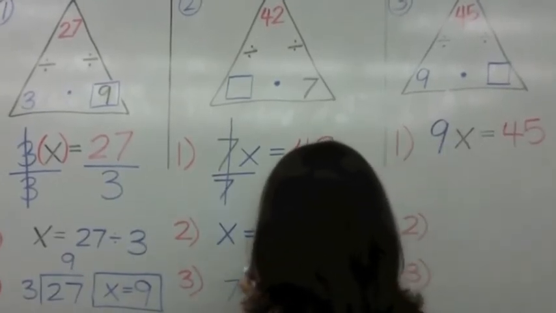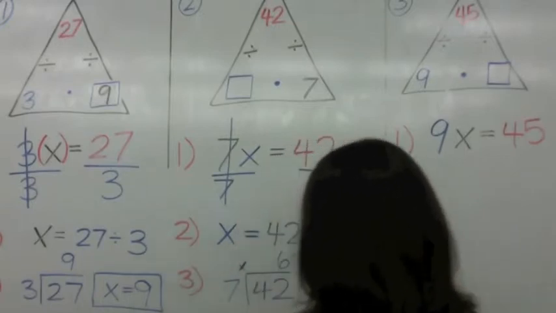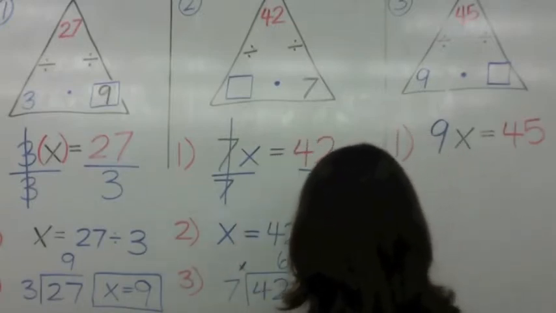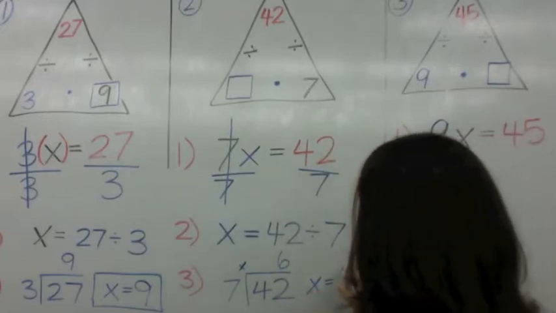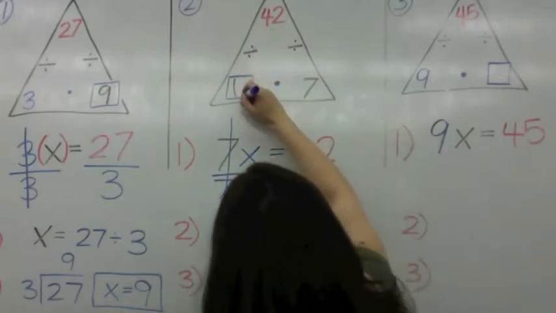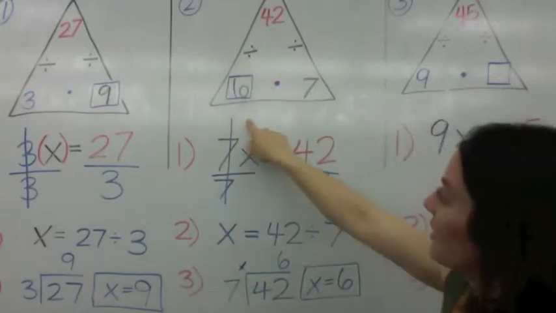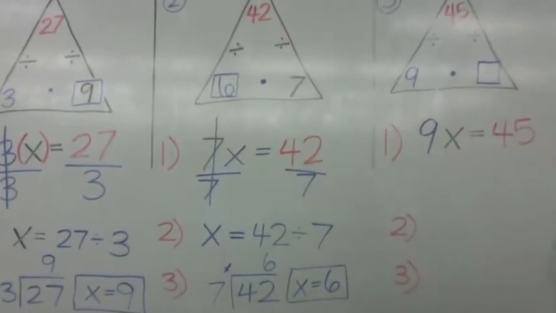So 7 times 6 is 42. So my friends, what does x equal? What is the unknown number? The unknown number is 6. Okay, and you're going to put a 6 right there. Yeah, because 6 times 7 is 42. Is this making sense? Okay, go ahead and get that down.